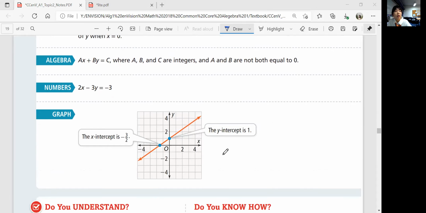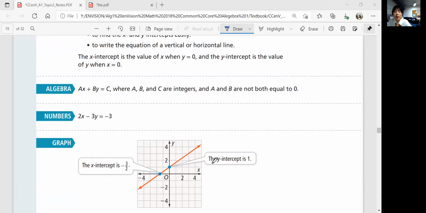All right. So these are some examples. We learned about the standard form. That is our third form. And that was lesson 2-3.